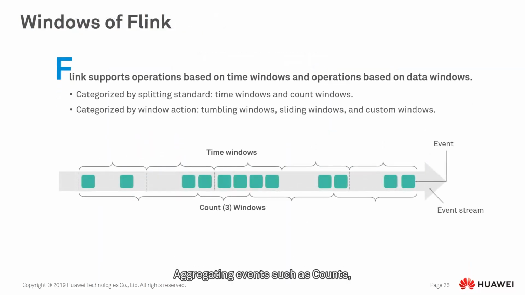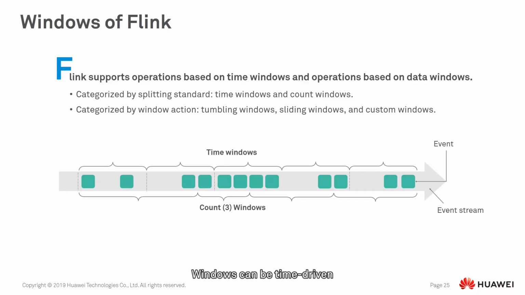Aggregating events, such as counts and sums, works differently on streams than in batch processing. For example, it's impossible to count all elements in a stream, because streams are in general infinite, which means unbounded. Instead, aggregates on streams are scoped by windows, such as count over the last 5 minutes or sum of the last 100 elements.